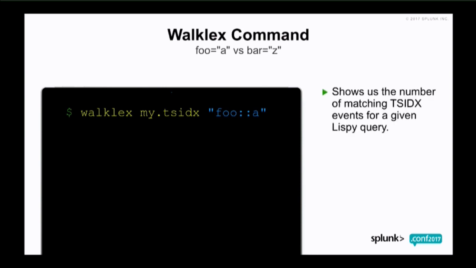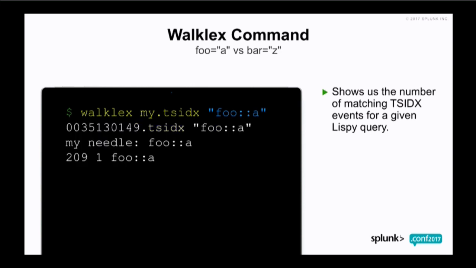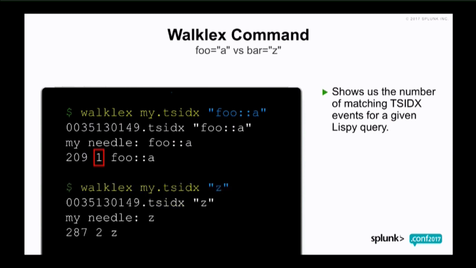So a good way to determine whether you might have a field that meets this criteria is with the walklex command. What the walklex command does is give us a way to shove a Lispy query into a TSIDX file and get the number of results back, telling us how many results it found inside that TSIDX file. So if we take our foo:example, we can see that yes, it returned the one result that we expected. And then likewise for z, we get the 2.